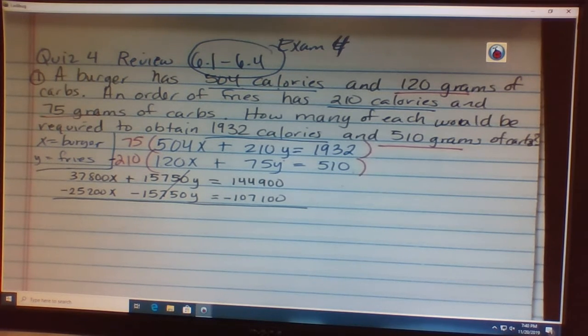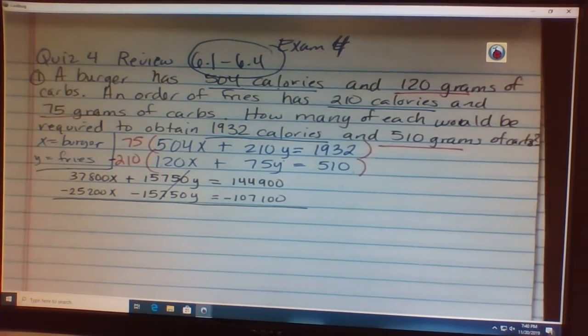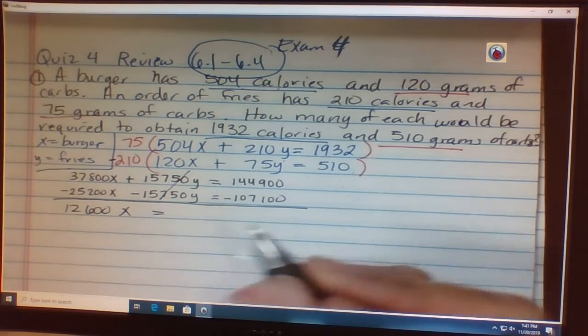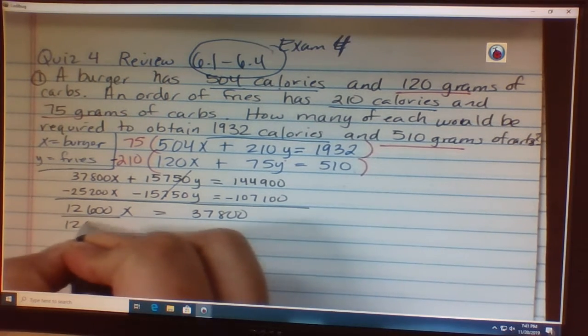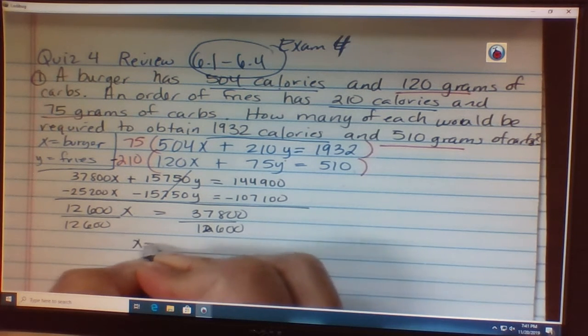And then you also multiply who? Subtract. 37,800. So when we subtracted, this was 12,600x equals 37,800. We divide by 12,600, and we find out x is 3.